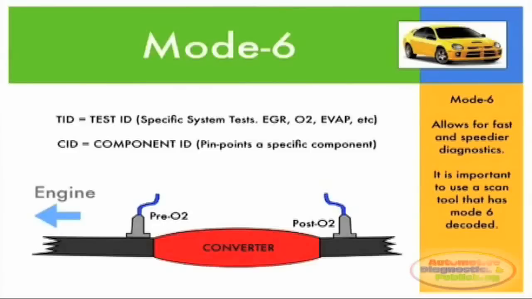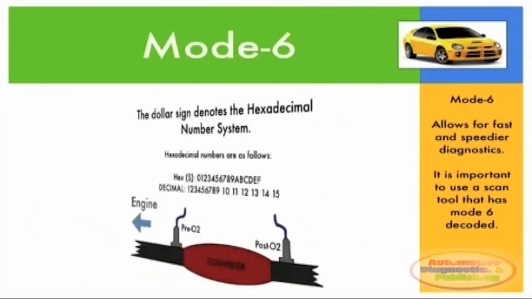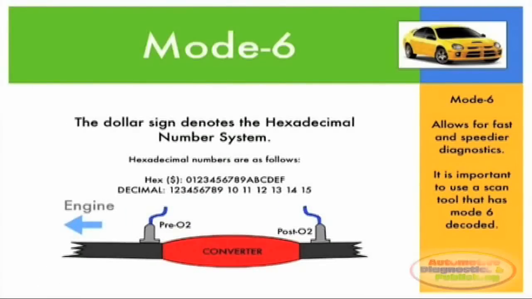The TID or test IDs show specific systems, such as EGR, O2 sensor, EVAP, or converter. And the SID or component test shows the specific sensor or actuator. Mode 6 output shows the result of specific tests that are always running. For every monitor that runs, a series of smaller diagnostic tests, up to 100 or more per system, have to complete. The newer the vehicle, the more Mode 6 tests available.